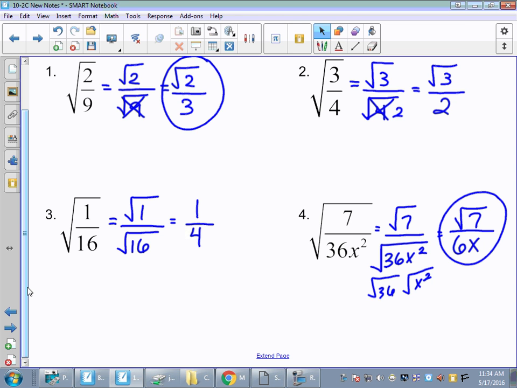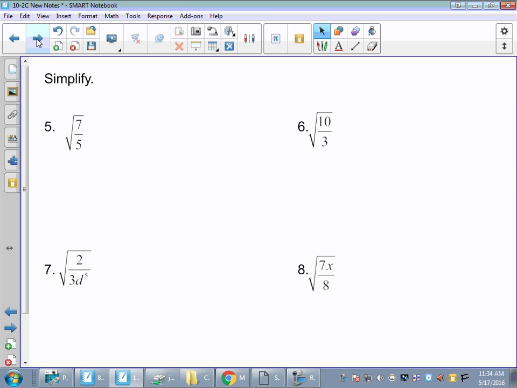Okay, now you may be asking what happens when that radical in the denominator is not perfect. So I have for you a few examples where that's going to apply. In number 5, we're going to take the square root of 7/5. The very first thing we're going to do is separate it into the square root of 7 over the square root of 5. But I can't leave it that way. You cannot leave the square root of 5 in the denominator. So this is where that whole process of rationalizing a denominator comes into play.